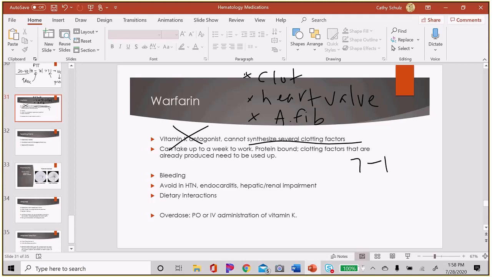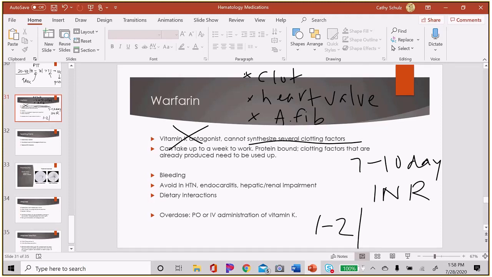It can take 7 to 10 days for the Coumadin to actually be therapeutic, and the blood test we do for that is an INR. Most people are between 1 and 2. Someone that we want to not have a clot is 2 to 3. It can be a little bit higher if it's for a valve. Once you get 4 or over, you have a risk of spontaneous bleeding, just like when we had the PTT that was too high. And so our reversal agent is giving vitamin K.